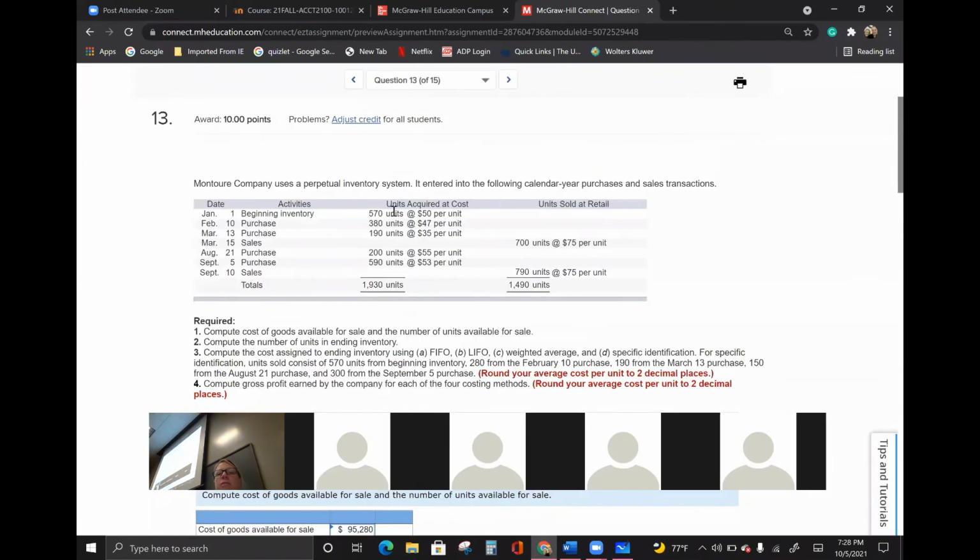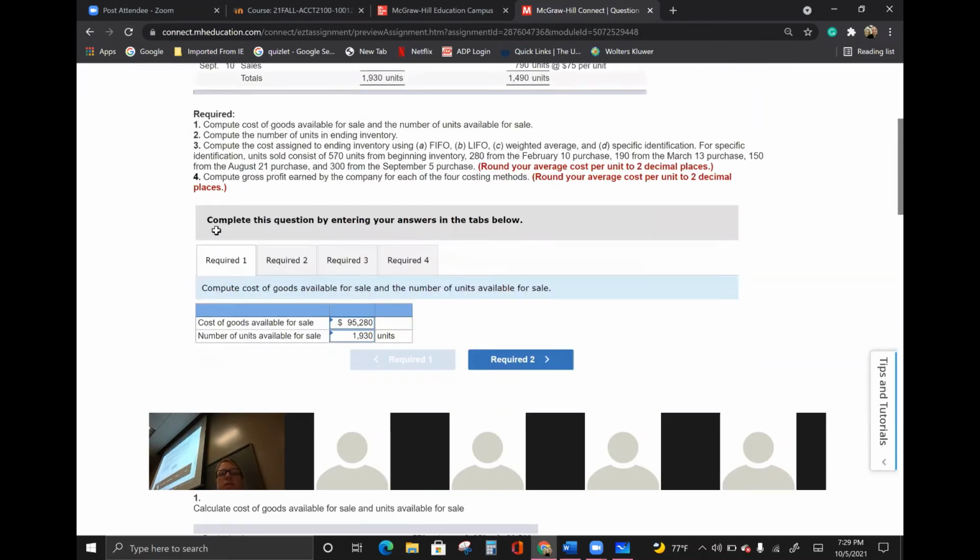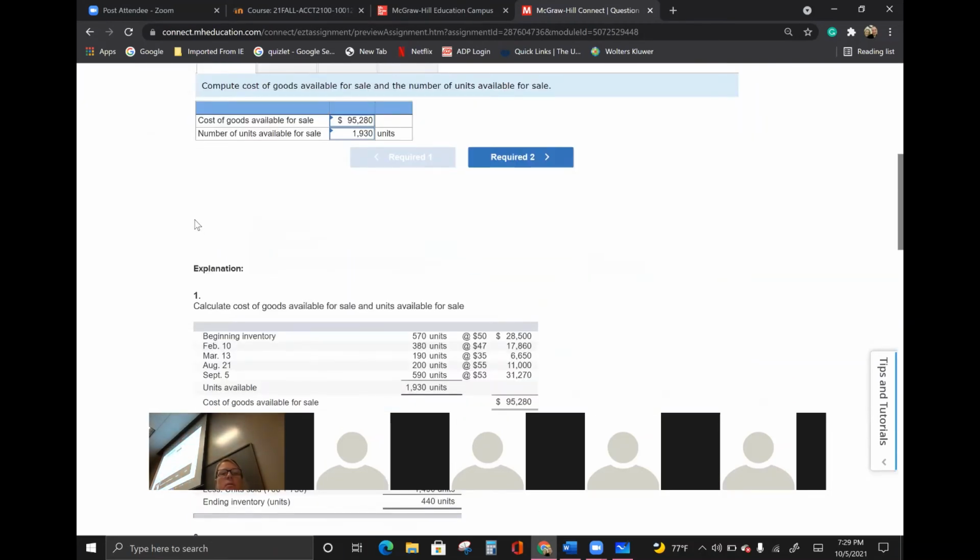How much did we pay for them? Well, you're going to have to calculate that out. So you'll have to multiply the 570 times the 50. Let me see if it does it down here. Yeah, here it goes. Okay, so we have 570 times the 50 to get the cost. 380 times 47, 190 times 35, 200 times 55, and 590 times 53. So once I calculate that out, now I can add them all together to come up with the 95,280.